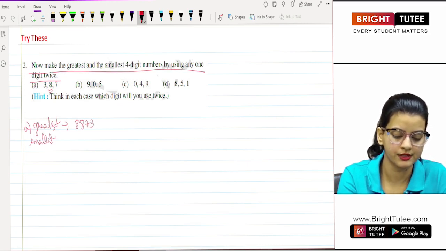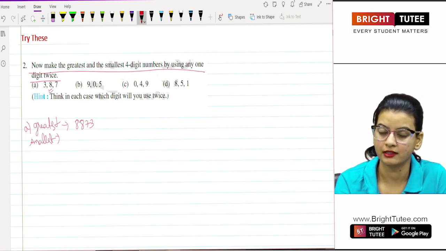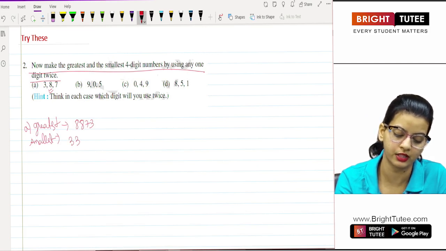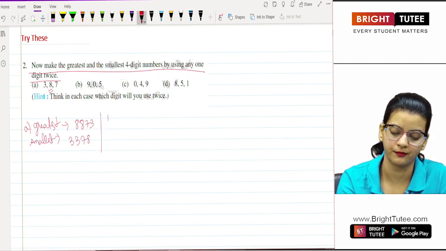What about the smallest? For making the smallest number, we are going to use the smallest digit twice. So what we are going to do is 3, 3, 7, 8.